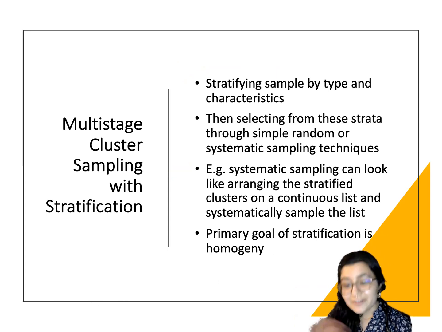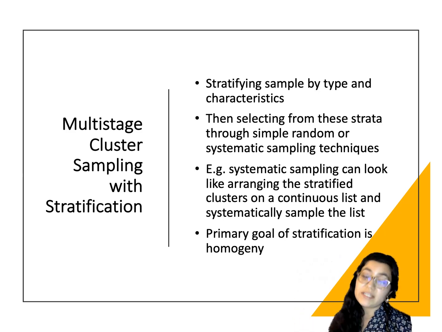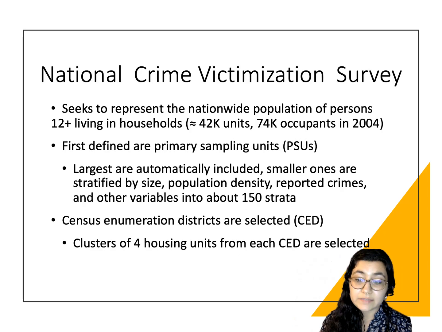So multi-stage cluster sampling with stratification stratifies the sample by type and characteristic, and then from these strata, you select through simple random or systematic sampling techniques. So you can have the stratified clusters on a continuous list, and then you systematically sample from the list. So the primary goal is homogeny. Homogeny means making things the same, and that's a primary goal in this case.